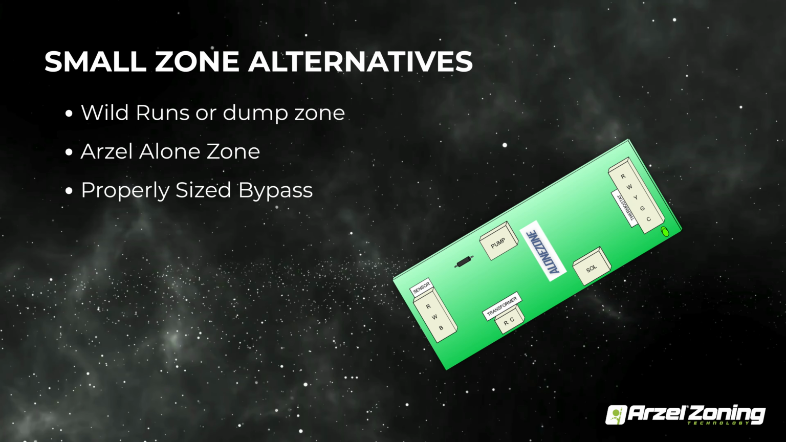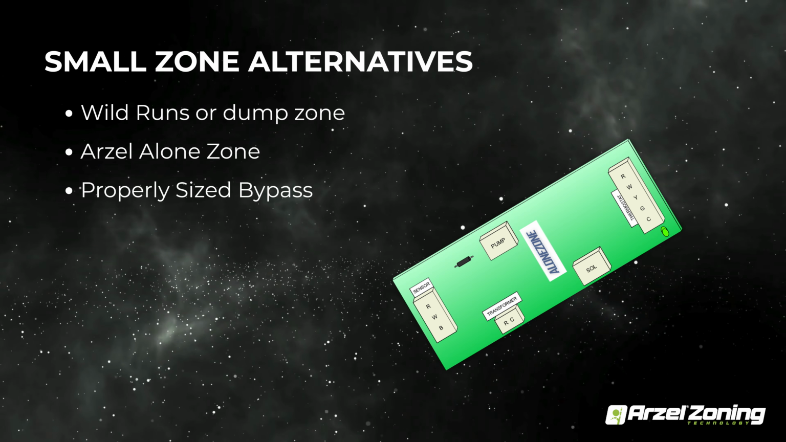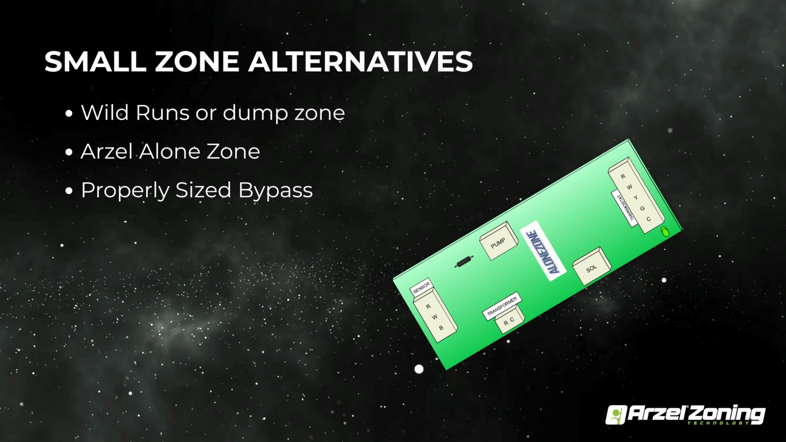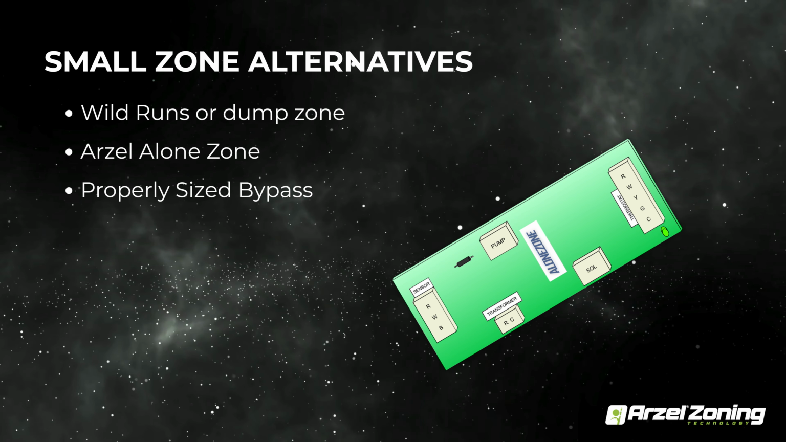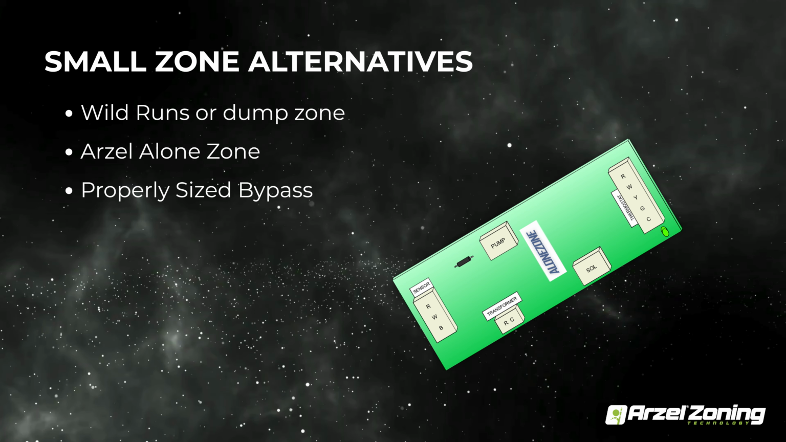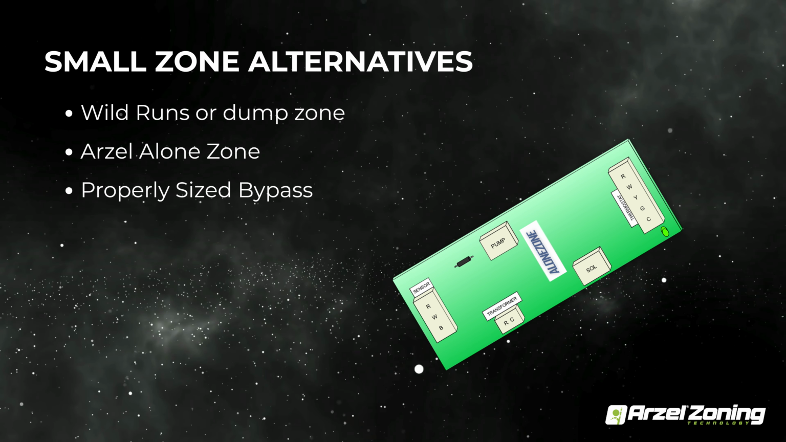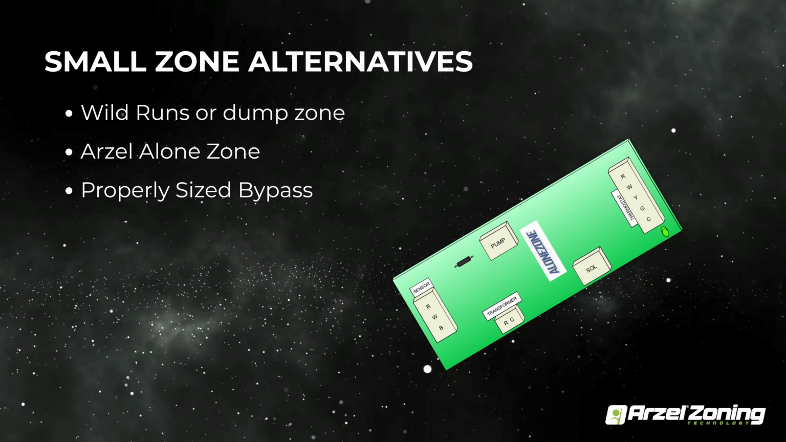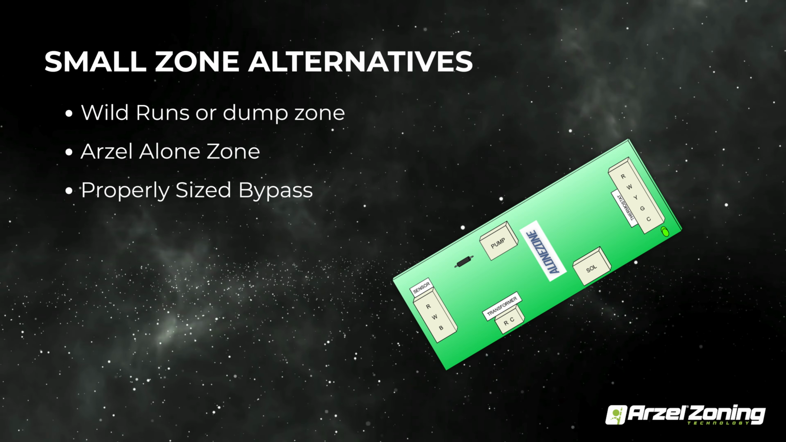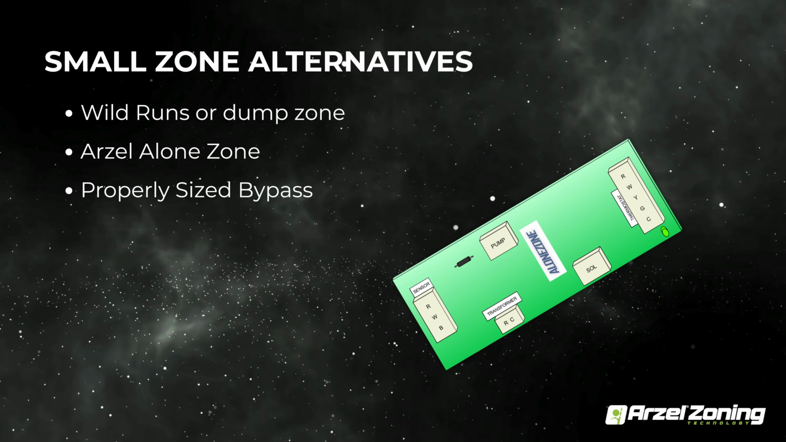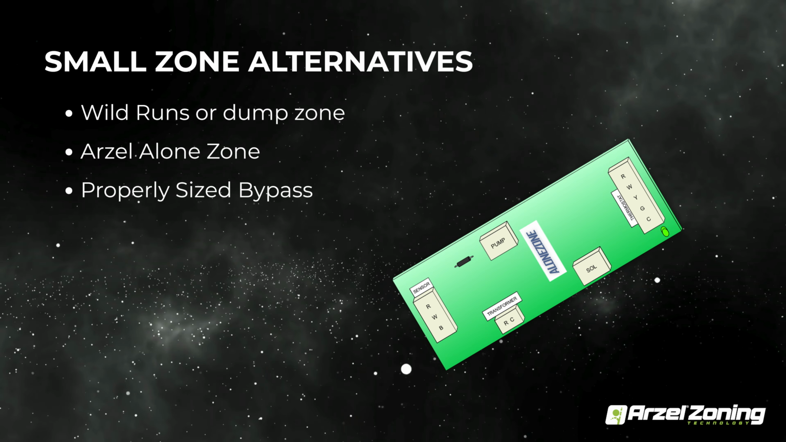Some small zone alternatives. So say a customer did want to have one 6-inch run to be a zone. And you said, man, that's not good practice. I don't want to do that. It's going to be hard on your system. It's going to create air noise, probably some issues. You could consider some wild runs, a couple of runs that don't get dampers. And I'll give you an example of that in a minute.